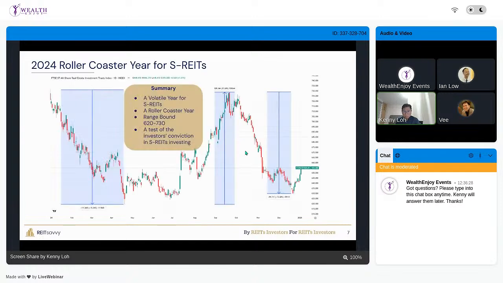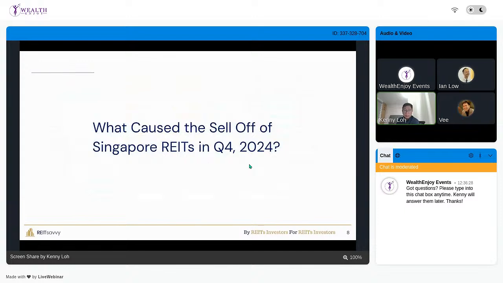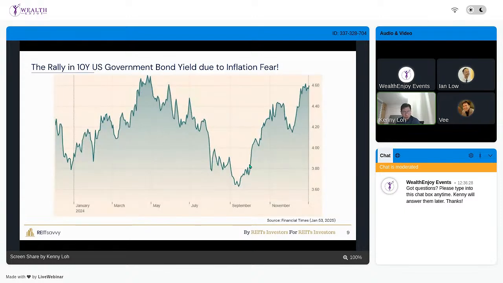Just look at this chart itself. The Singapore sector actually started to rally quite strongly in Q3 of 2024. Then when you come to Q4, there was a sharp sell-off, right? What caused the sharp sell-off? In short, it is the rally of the 10-year US government bond yield. Just now, we already touched a little bit on the interest rate direction, what Trump is going to do, and also the US 10-year risk-free rate.